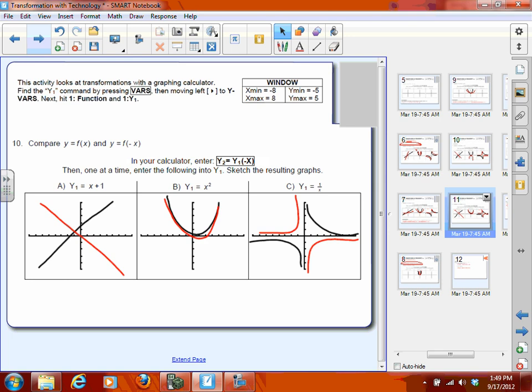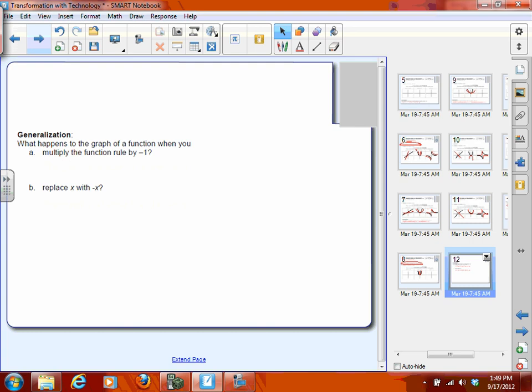So let's go ahead and summarize that. Part A, multiplying the functional rule by negative 1 reflects the graph over the x-axis. And part B, replace the x with a negative x, reflects it over the y-axis. Finish that up for me.